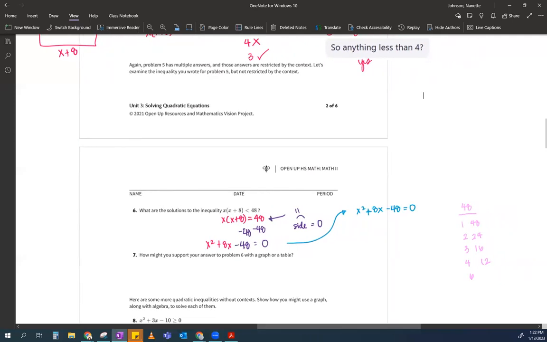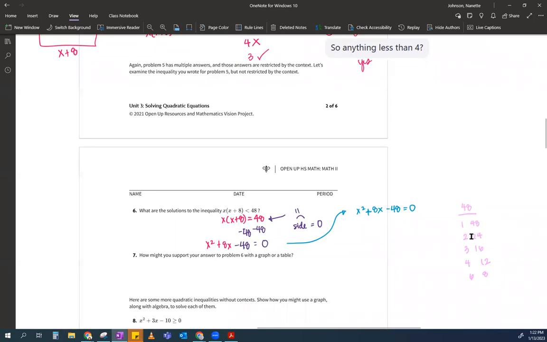So let me scoochie over. And so when I look at all of my potential answers, this won't add up to 8. This won't add up to 8, but it does have a difference of 8. So that's why that's my winner.